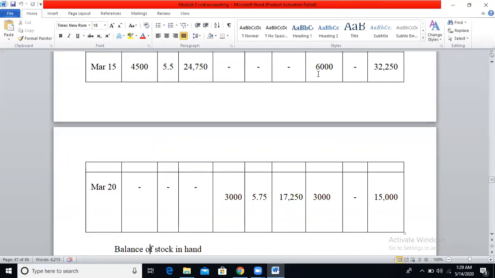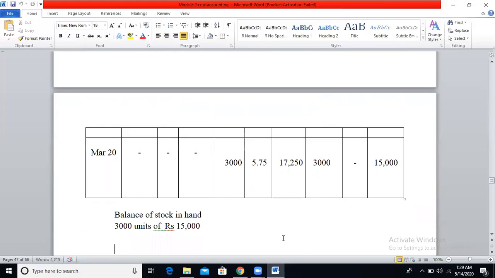Now, if you made an issue, it should be deducted from the balances. 6000 minus 3000, you will get 3000, and from the total value, that is 32,250 minus 17,250, you will get 15,000. So closing stock will be 3000 units of rupees 15,000 value.